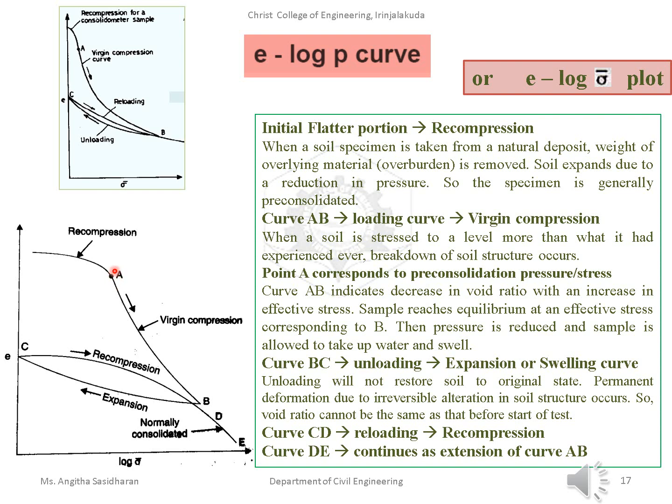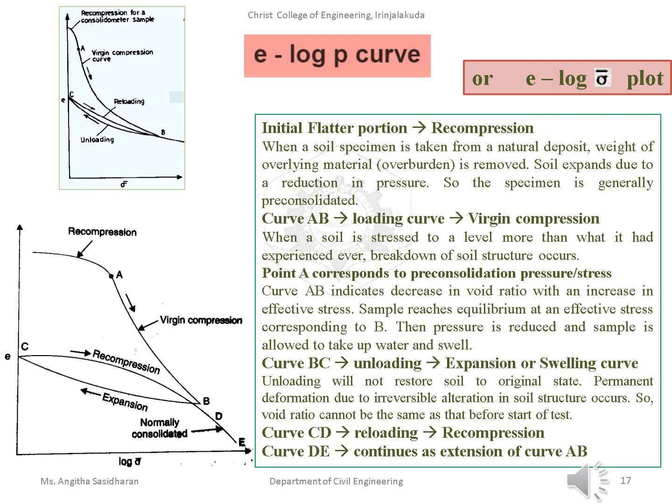When the soil was in its natural condition, it was under some pressure, so that was up to this. Similarly here also we will get a recompression curve. So the stress range in this recompression region is already an experienced value. It has reached up to the stress corresponding to B. So that is recompression. And again if you are loading it, the curve continues as an extension of the curve AB.